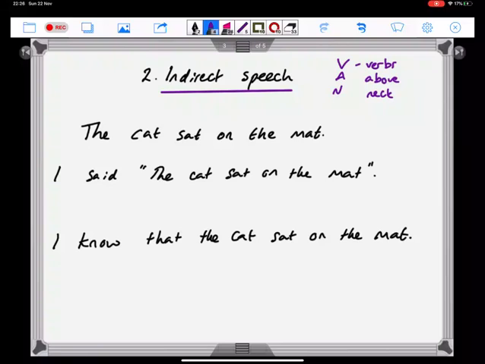So we take the direct statement, the cat sat on the mat. Direct statement.